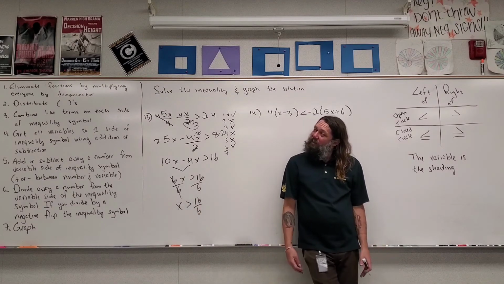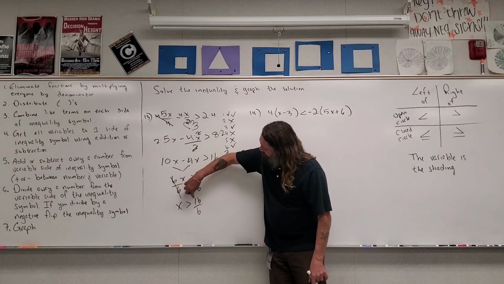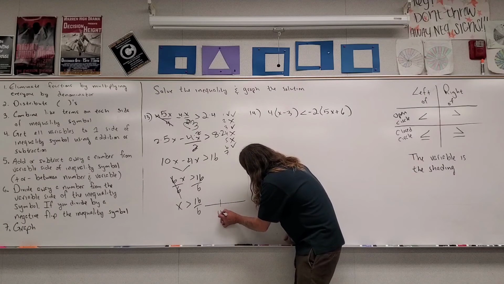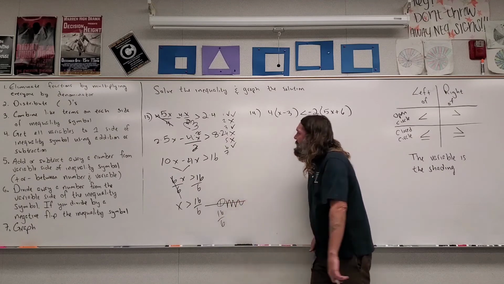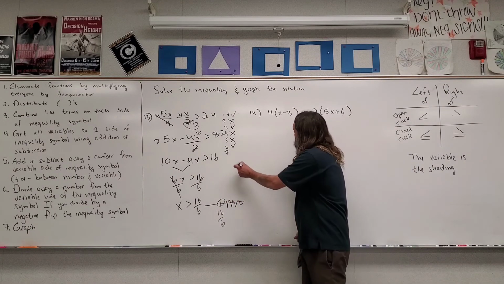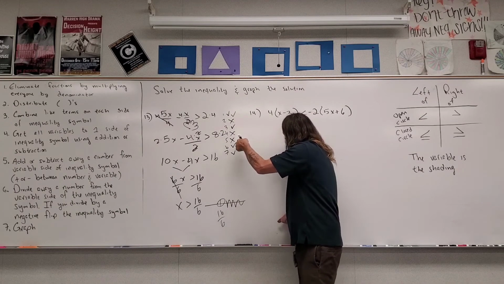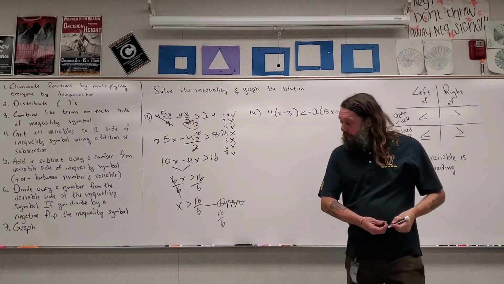It doesn't matter that we have a fraction here, because we just know that the shading is right of this number with an open circle. So we're just going to put that number on our graph, put an open circle, and we're going to shade to the right. That's what I'm looking for in problem 13. I want to see that you can eliminate two fractions, combine like terms, divide away a number, and graph.